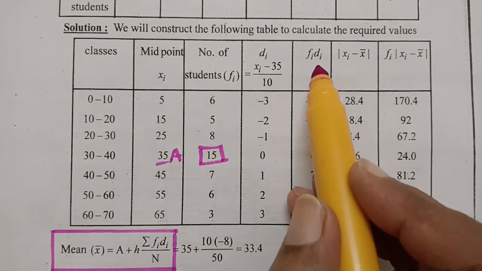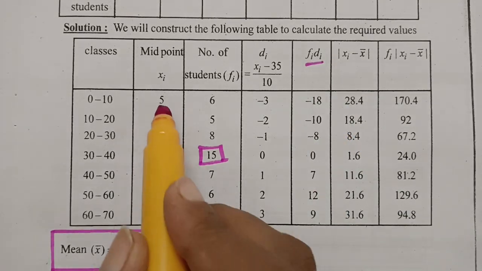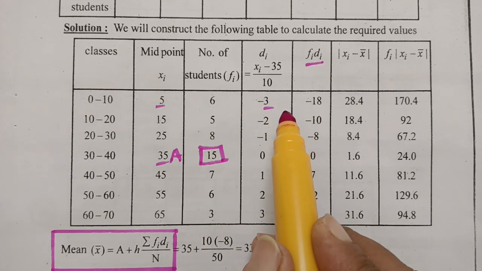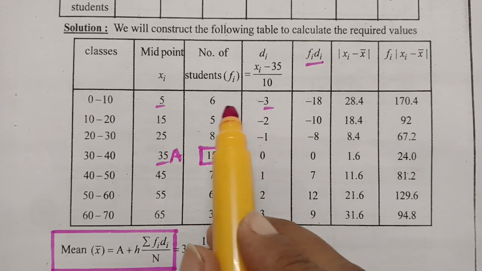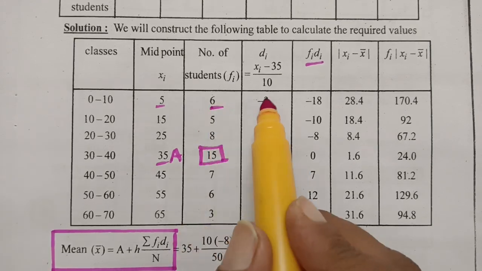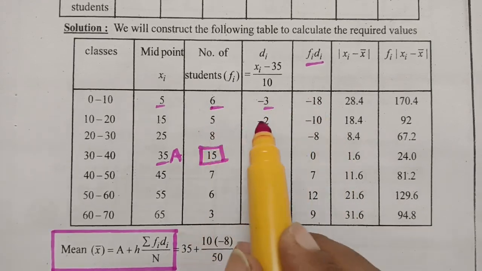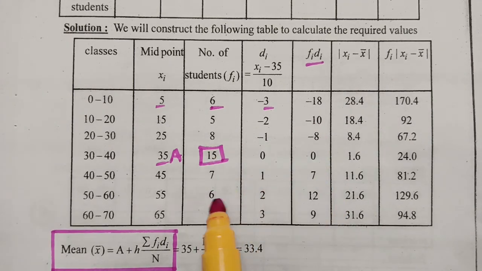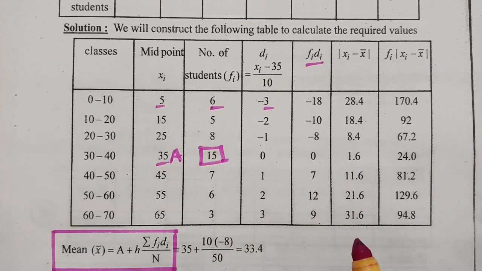And now we have to multiply f d. So what is f d here? This is 5 into d, minus 3. So the mid value here is x, and this is f here, sorry. That is 6 into minus 3, minus 18. This is minus 10. 8 into minus 1 is minus 8. 15 zeros are 0. 7 ones are 7. 6 twos are 12. And 3 threes are 9. So here keep it as it is.